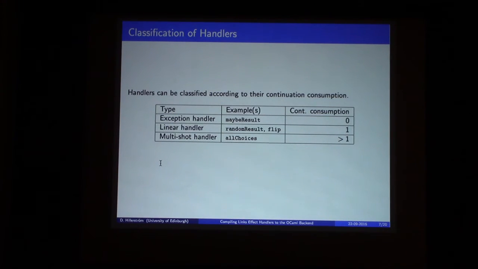Now, you can classify handlers by how many times the continuations are used. So, for instance, an exception handler, I have an example here called maybe result, which I haven't shown you on the slides, but it's in the handout that's been handed out. The continuation is used 0 times, so that amounts to doing an exception handling. A linear handler is like random result or flip we saw in the previous slides. It only uses the continuation exactly once. And then multi-shot handlers may use them multiple times.